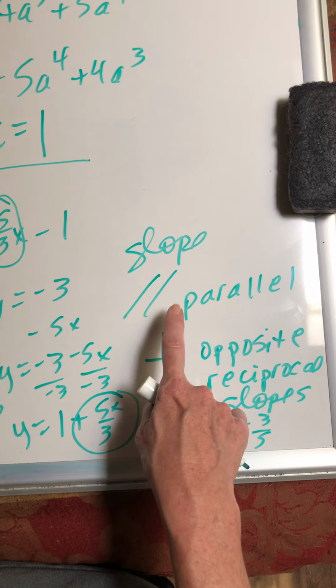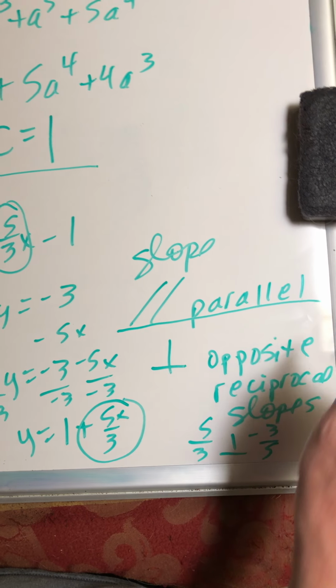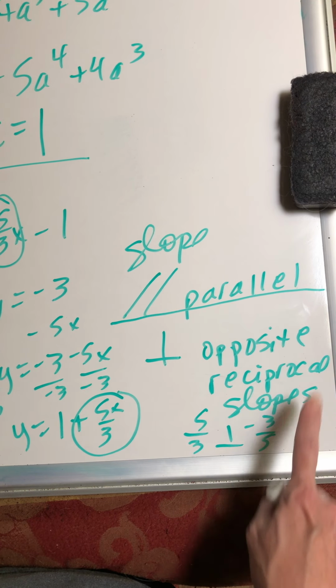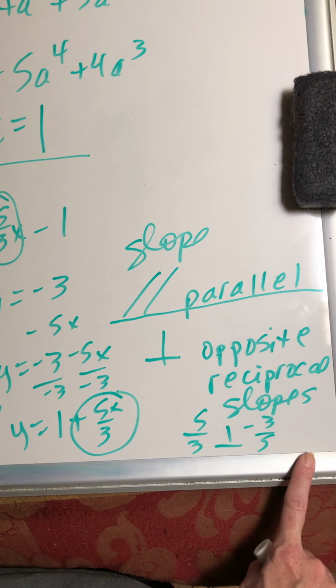Okay, so parallel lines have the same slope, so these are parallel. These are parallel. But then don't forget about perpendicular. Perpendicular have opposite reciprocal slopes. 5 over 3, perpendicular would be negative 3 over 5.